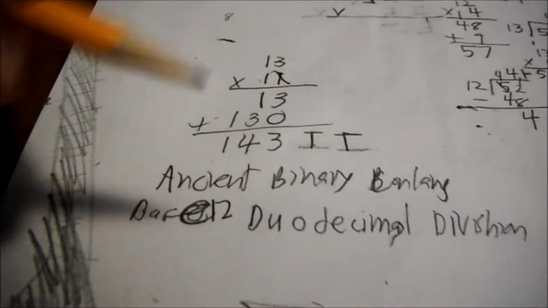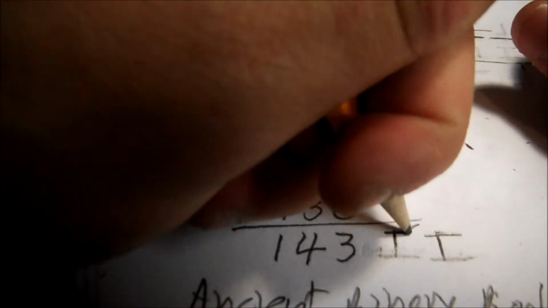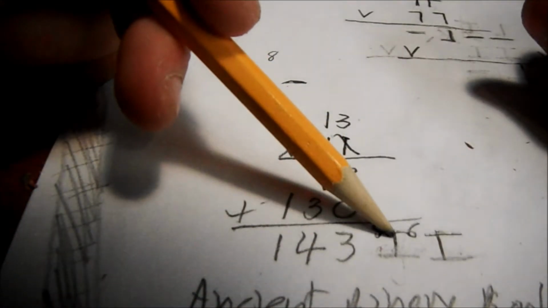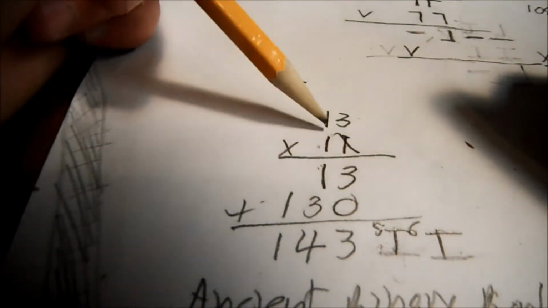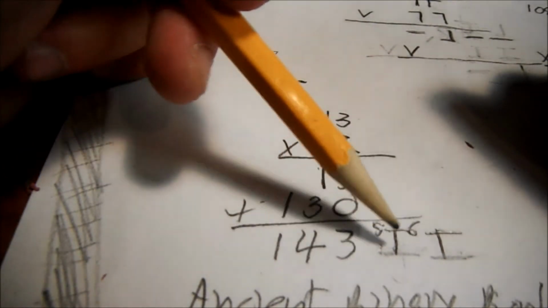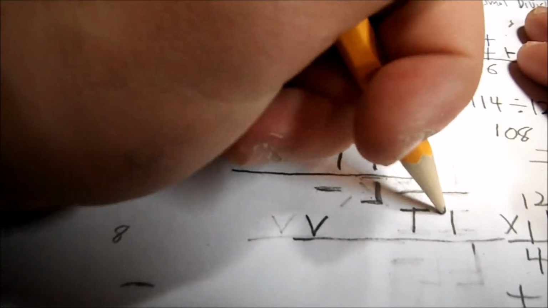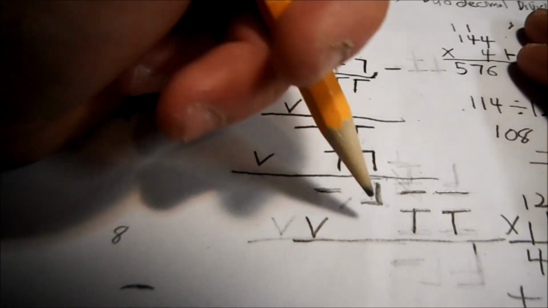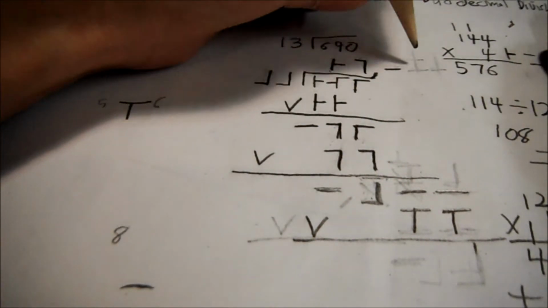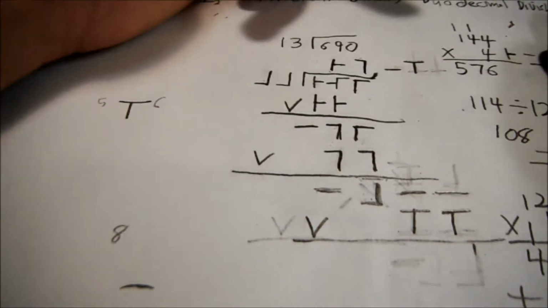13 goes into 144 11 times. And then we get this symbol here, because this is 6 plus 5 equals 11. That's where you get 11 in ancient binary. 13 times 11 equals 143. And so now we have to subtract 143 from 144. We need to do some carrying over. And by the way, since 13 goes into 144 11 times, we put the 11 up here.